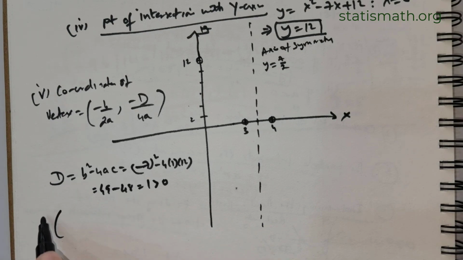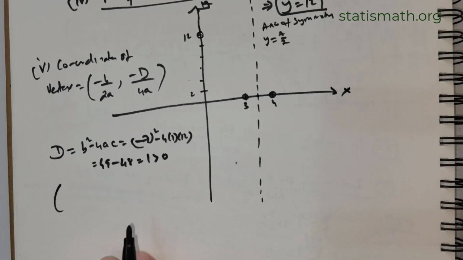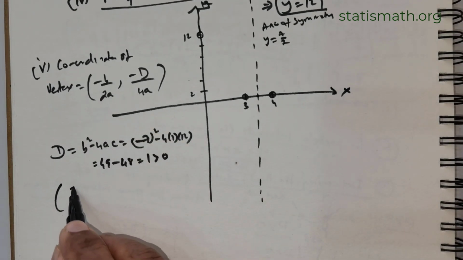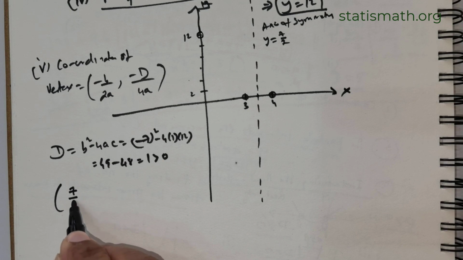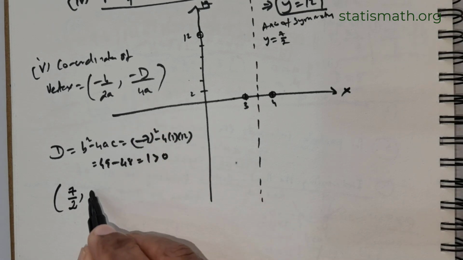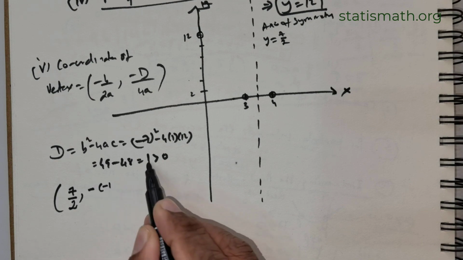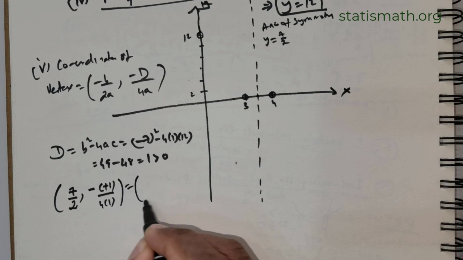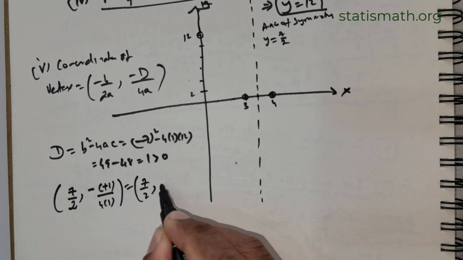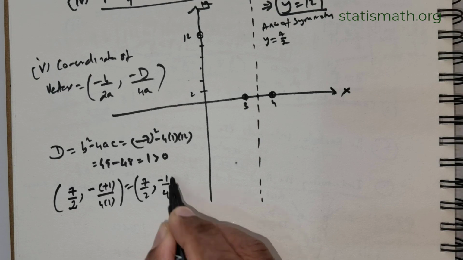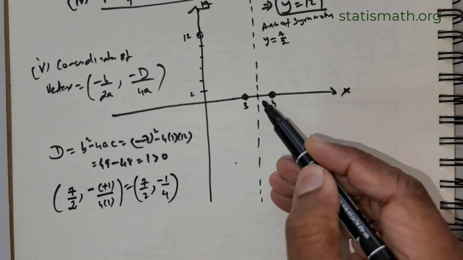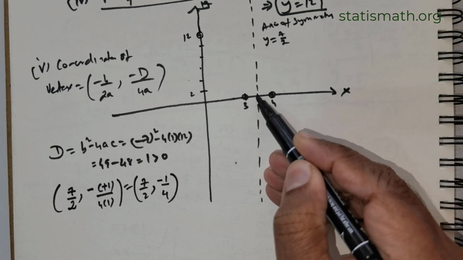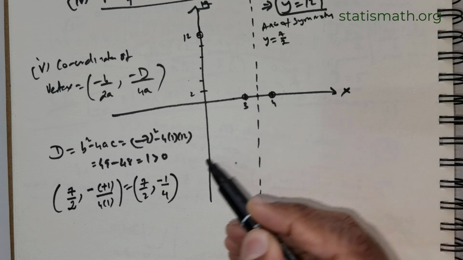So the coordinates in this case: negative b over 2a has been found to be 7 over 2. That's fine. And the value of d is 1, so negative d over 4a is going to be negative 1 divided by 4 times my coefficient a, which is 1. So if you were to rewrite this, it is going to be 7 over 2 comma negative 1 over 4. So I have 7 over 2 here and negative 1 over 4.